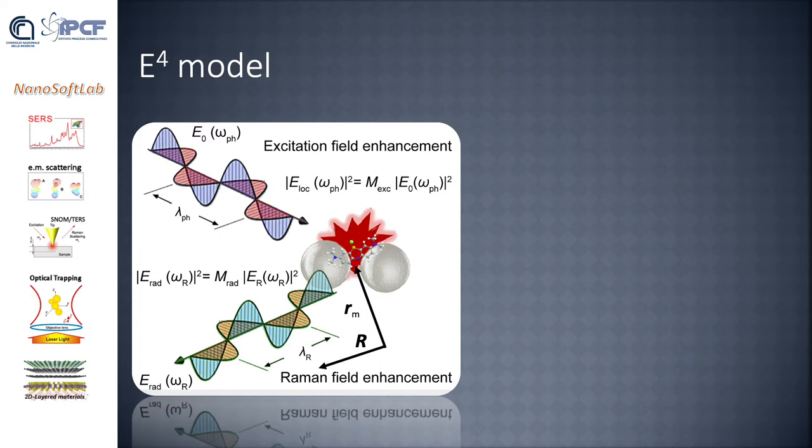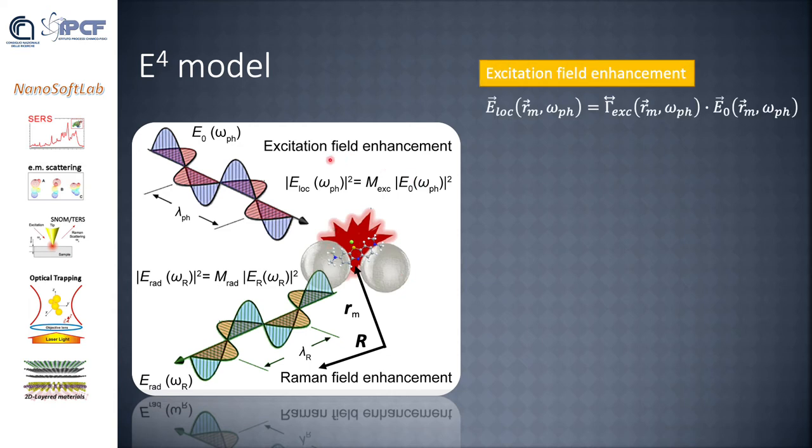In the electromagnetic model of the SERS effect, also called the E to the fourth model, both the incident field and the Raman field are amplified. To better understand this twofold enhancement effect, let us consider a molecule located at the hotspot of an antenna. Let's suppose that the molecule is excited with a field E0. Since the molecule is at the hotspot of the antenna, it will benefit from an enhanced local field that will be proportional to the incident field through a term that, if the nanoantenna is isotropic, will be a scalar or otherwise will be a tensor, this gamma excitation here.